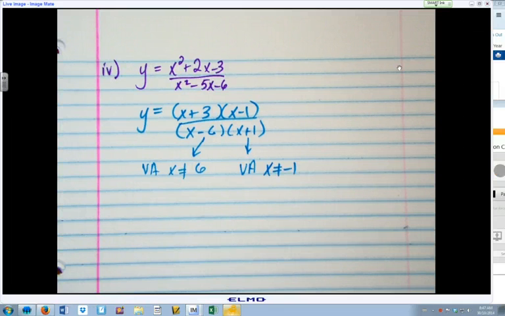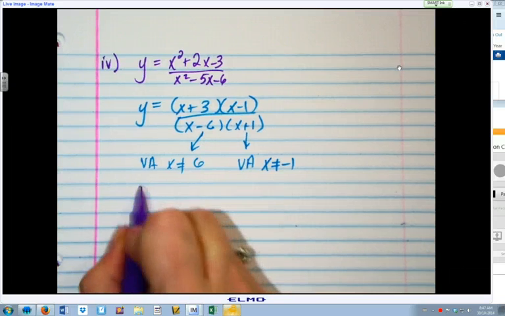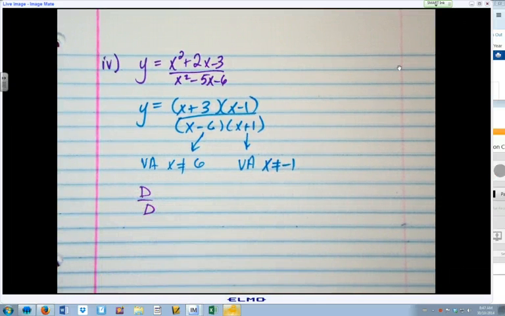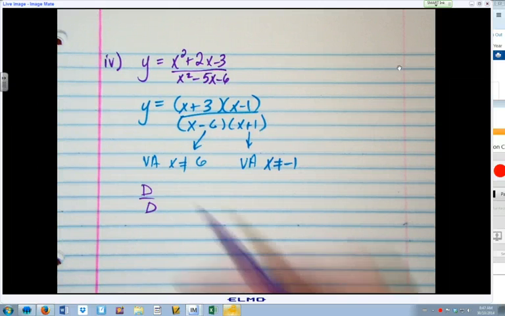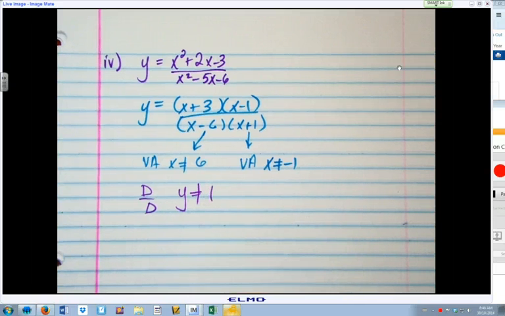Okay, horizontal asymptote. Degree over degree, and we're like, yeah, what does degree over degree mean? So just the coefficients, no factoring involved, none of that stupid division. Y cannot equal 1. Who had that?